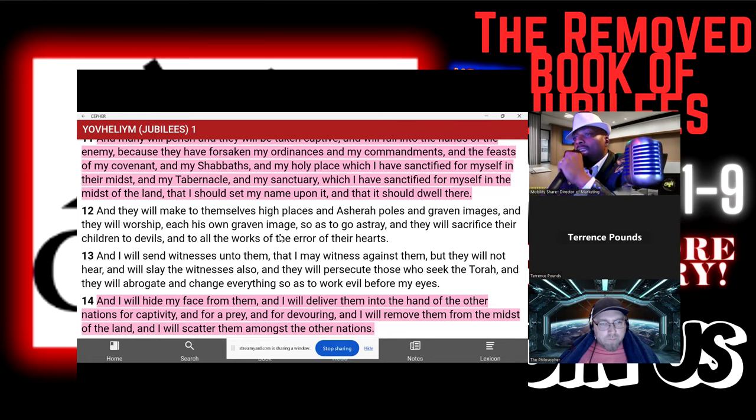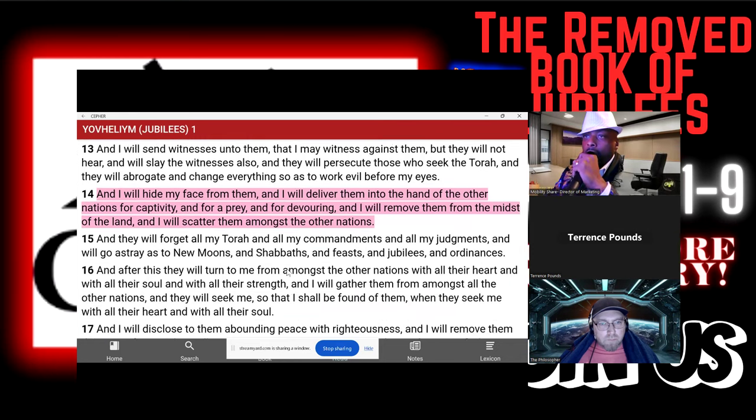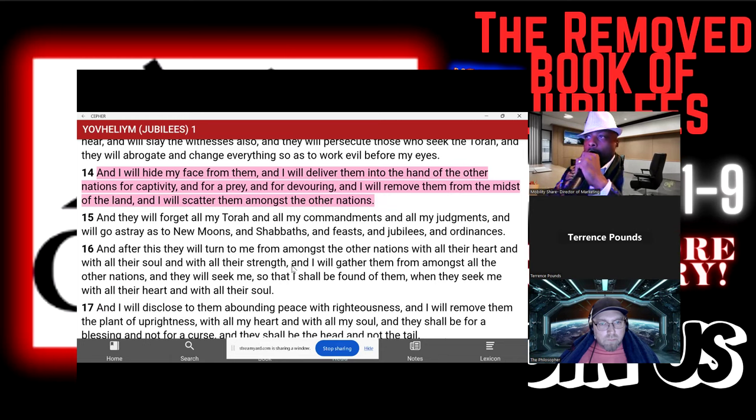And I will hide my face from them, and I will deliver them into the hand of the other nations for captivity and for a prey and for devouring. And I will remove them from the midst of the land, and I will scatter them amongst the other nations. And they will forget all my Torah and all my commandments and all my judgments. They will go astray as to new moons and Sabbaths and feasts and jubilees and ordinances.